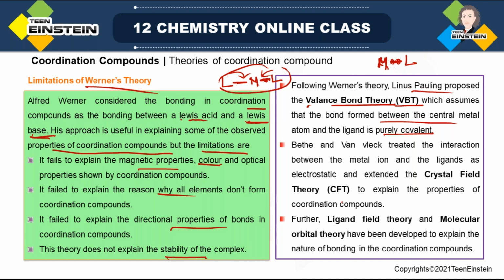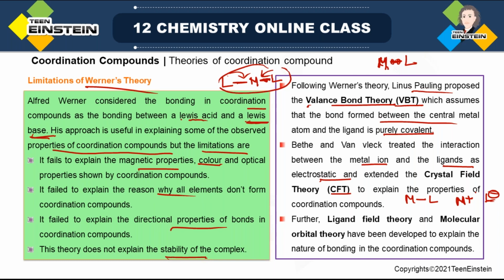Okay. Now, after VBT, the next theory: Bethe and Van Vleck treated the interaction between the metal ion and the ligands as electrostatic. Now see, in crystal field theory, that is CFT, the assumption is that it considers the metal-ligand bond as completely ionic. So ionic is one extreme, covalent is another extreme. In VBT it is considering covalent, but in CFT it is considering ionic. That means now it is M+ and L-. Ionic means electrostatic interaction, so free cation and anion will be there.